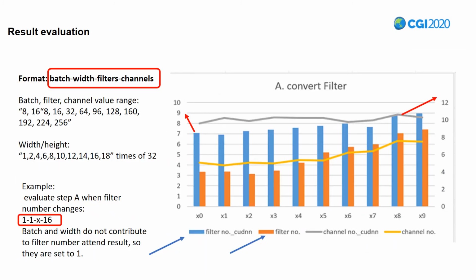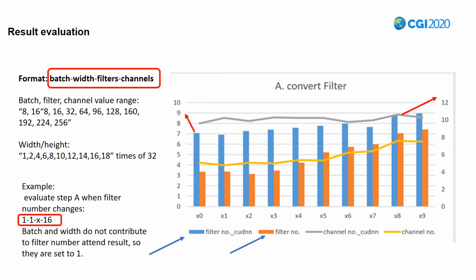Our evaluation is done with the most popular 3x3 filter size, with one as the stride value and with NCHW as data layout for input and output. That is the same as cuDNN. Parameters used for evaluation include batch size, width, number of filters, and number of channels. To evaluate the first step, convert filter, we use parameters 1, 1, x, 16, where x indicates the number of filters in this case, and the value ranges from 8 to 256. Batch and width do not contribute to the filter transformation results, so they are set to 1.